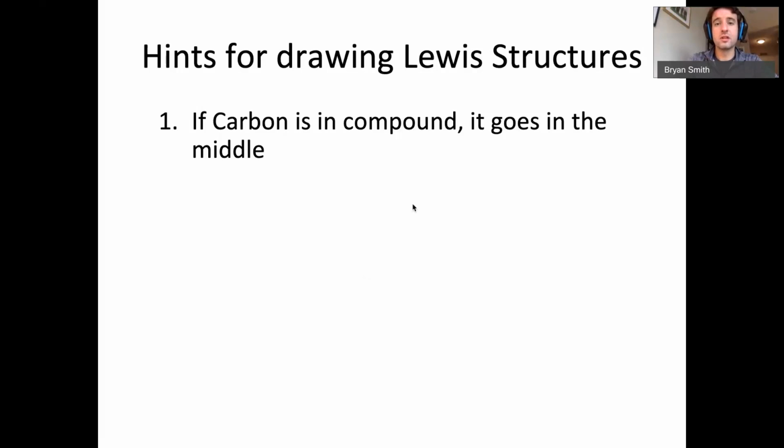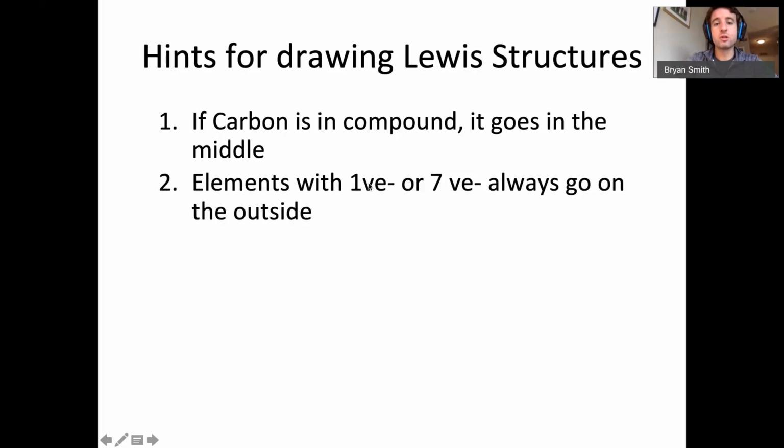Another very similar hint on a similar line is that elements with 1 valence electron or 7 valence electrons will always go on the outside. And the reason for that is hydrogen and the halogens, the things with 7 valence electrons, hydrogen has 1. Those are the type of atoms that only form 1 bond. So if they go in the middle and they can only form 1 bond, they're not going to be able to connect if you have 3 or 4 different atoms. So those two rules kind of go together. These are rules that are always true.